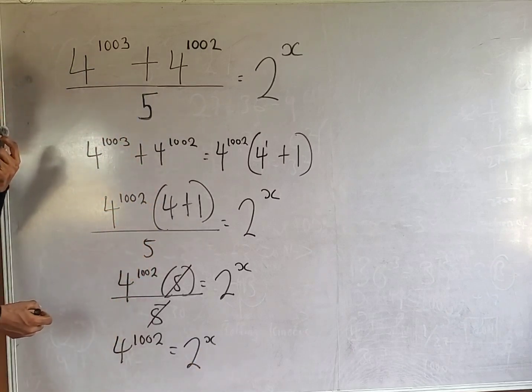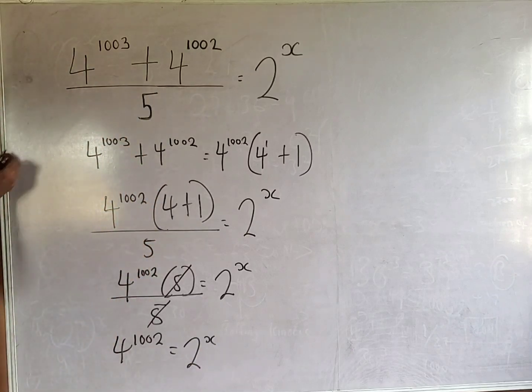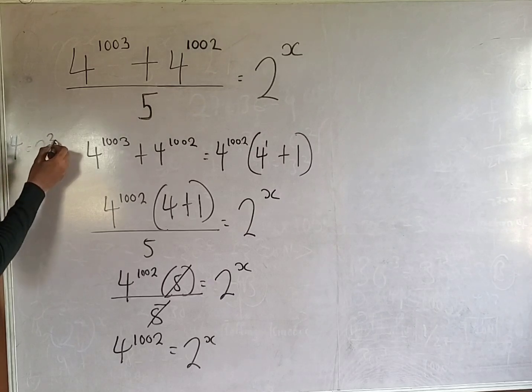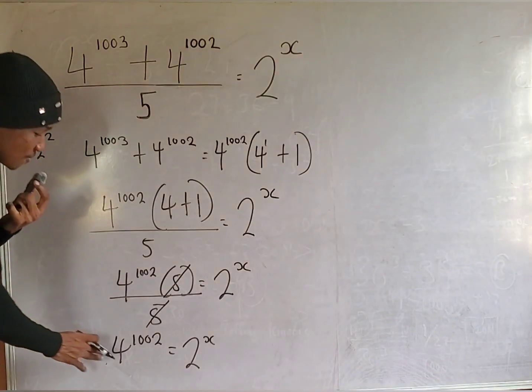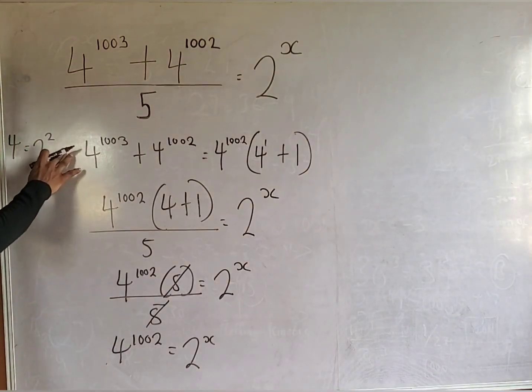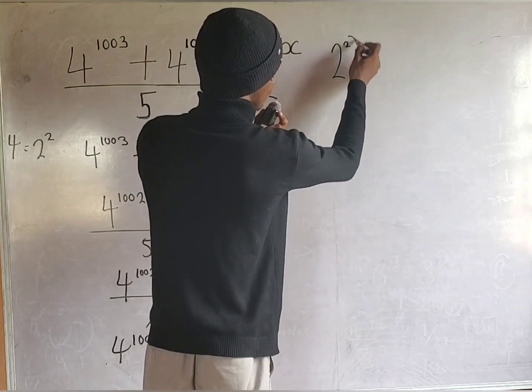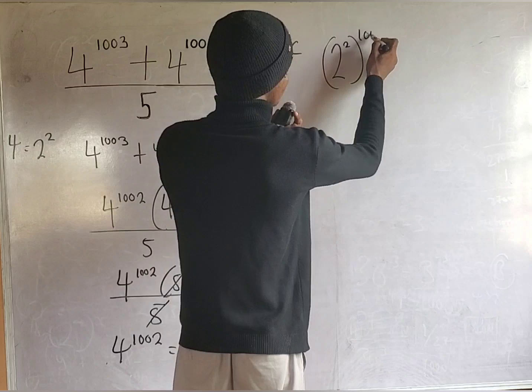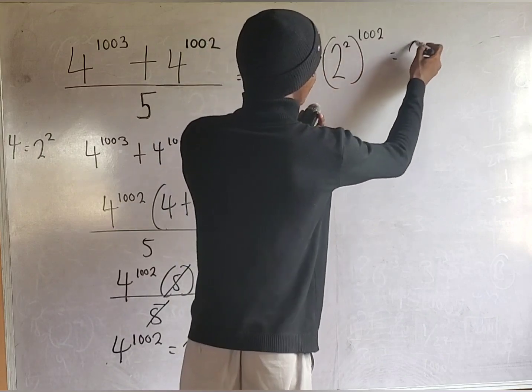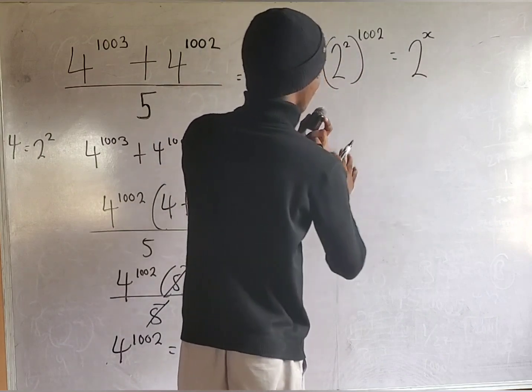Okay, do not forget that 4 can be written as 2 raised to the power of 2, right? So I'm going to replace 4 with 2 raised to the power of 2. Do you understand? So the equation becomes 2 raised to the power of 2, all raised to the power of 1002, equals 2 raised to the power of x, okay?